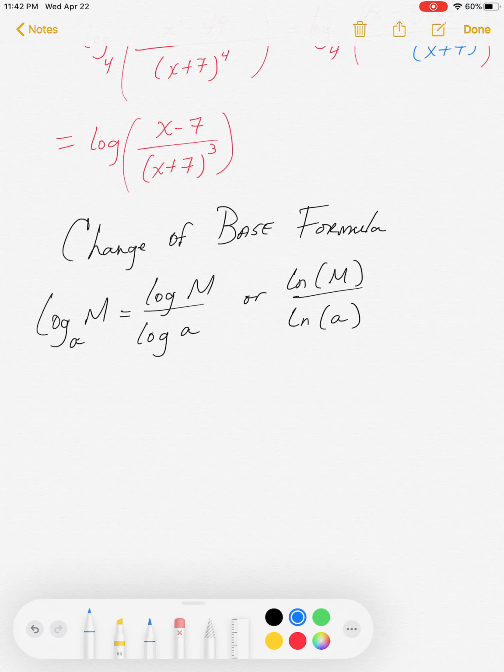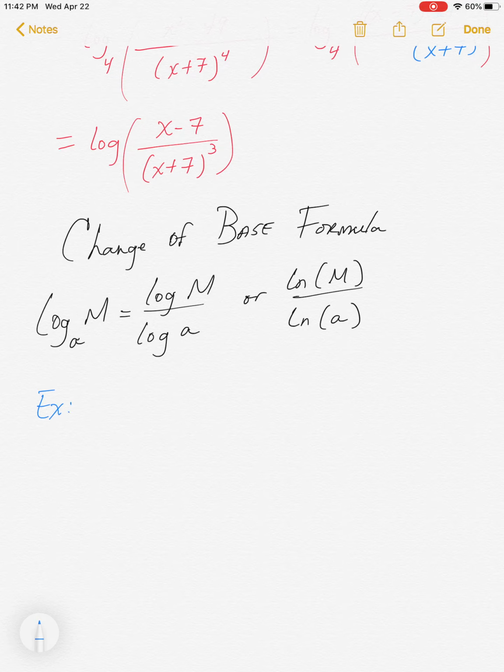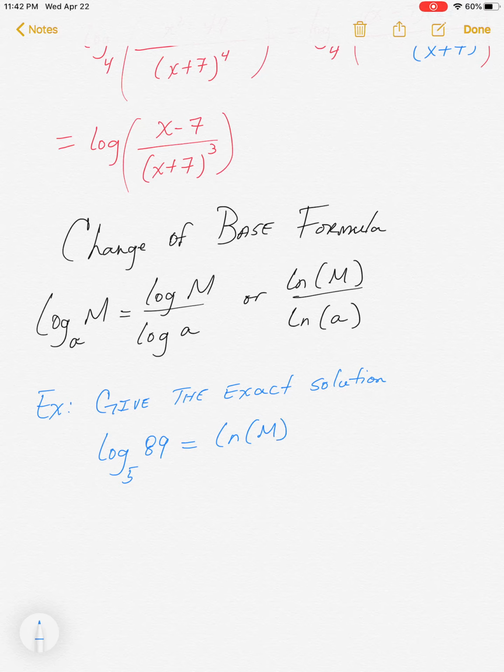Alright, here's your final example of this section. Using the change of base formula, give the exact solution. You have log base 5 of 89. The exact solution using the change of base formula. I'm going to say the natural log of the expression. Oh, the expression is 89 over the natural log of 5 over the natural log of the base.